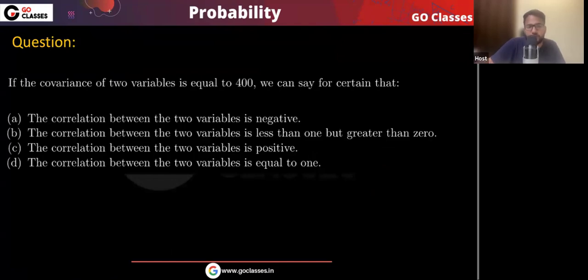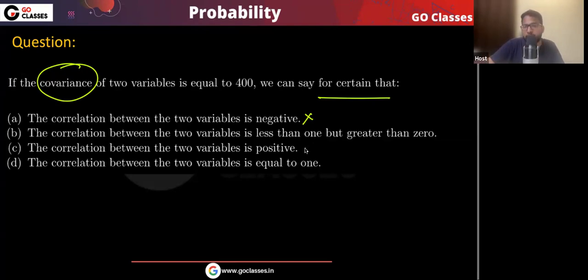Now let's solve this question. What they are saying: if the covariance of two random variables is equal to 400, we can say for certain that, they are saying covariance, okay? If the covariance is 400, then the correlation between two variables is negative. Can you say this? No, obviously no. The correlation between two variables is less than 1 but greater than 0. Can you say it is greater than 0? Less than 1 and greater than 0.